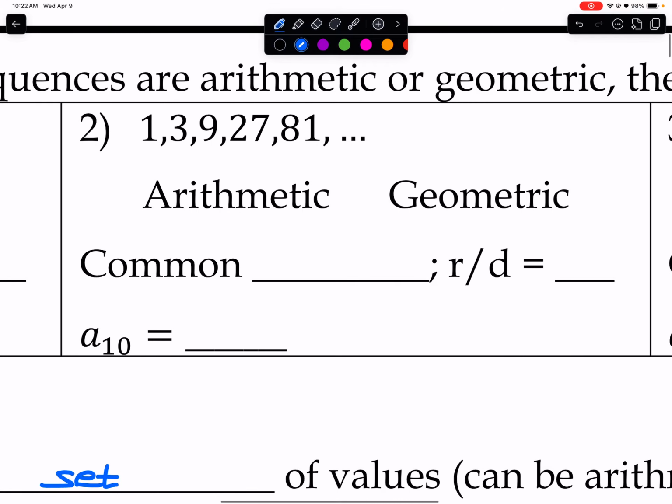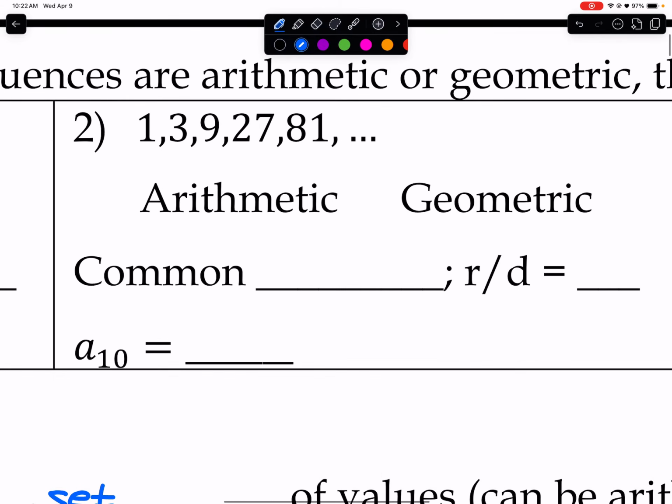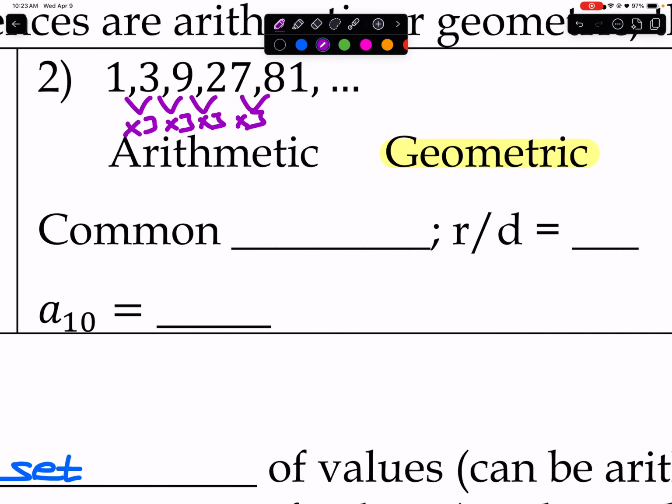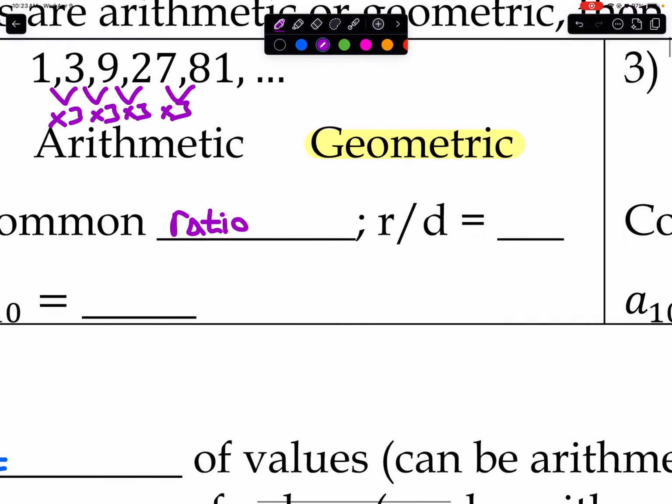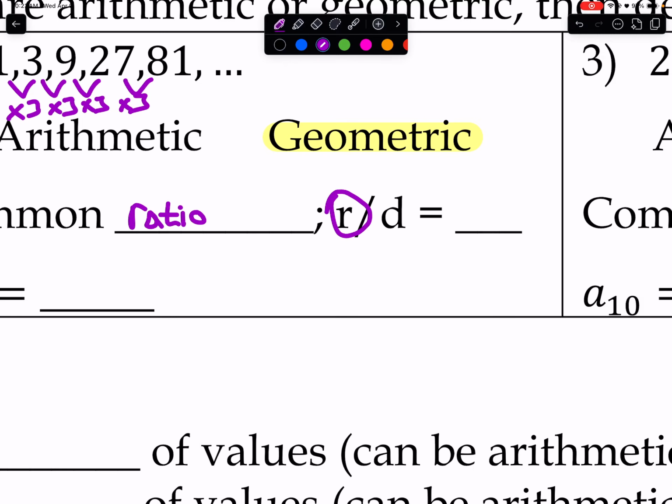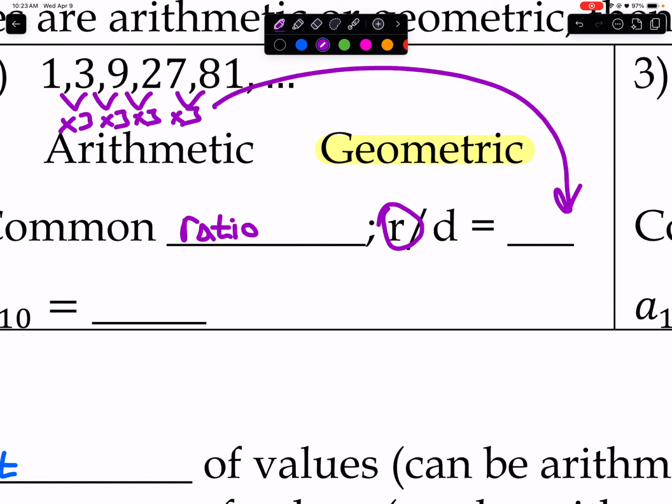Now for the next one, we're going to do 1 to 3 to 9 to 27 to 81. What's happening here is we're multiplying. To go from each term to the next, we do times 3, times 3, times 3, times 3. Because we're multiplying, this sequence is geometric. A geometric sequence has what we call a common ratio, which is denoted with the letter R. Our change here is equal to 3.